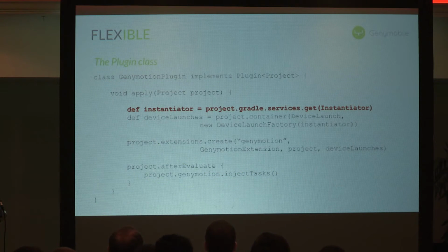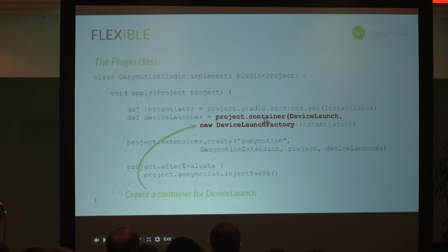So we are back in our plugin class. You remember I told you about the plugin class on one of the first slides. So this is the plugin class, and this is the apply method that is called when the user does apply plugin, I don't know, Genymotion or com.android.application. So this is the method that is called. I will skip this because that's not very useful.